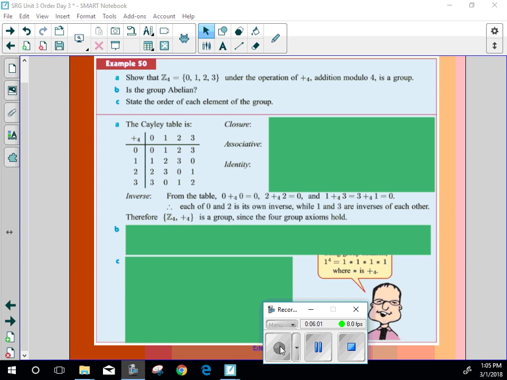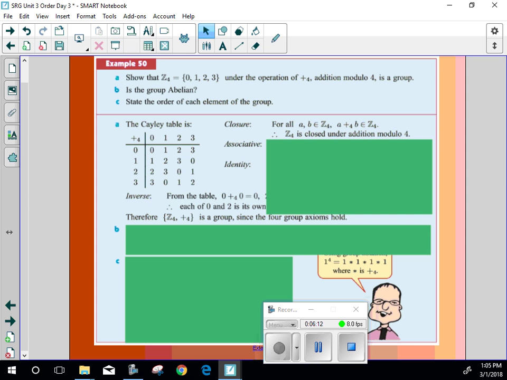So which is probably the easiest thing to determine of closure, associative, identity on the Cayley table? What's the easiest thing? Closure. So let's see what you have there. For closure, you're always going to list for all a, b an element of. You want to write what it's an element of. We're looking at all the Z's that they gave us here. a, b is an element of Z4.